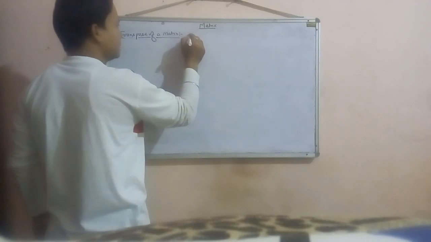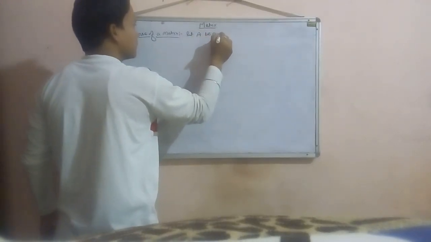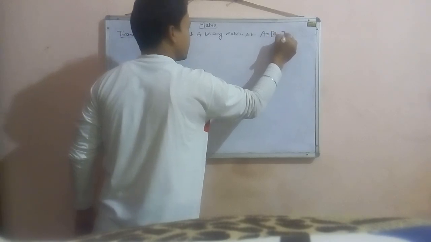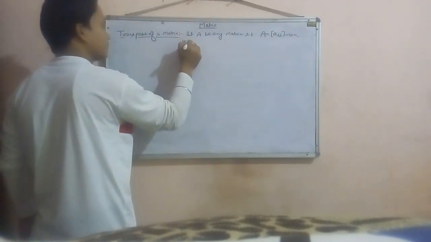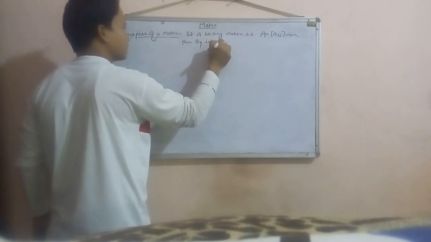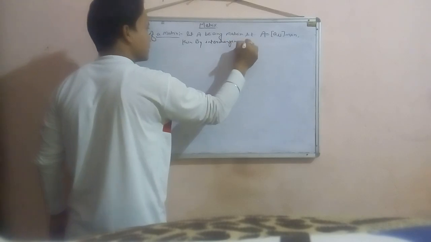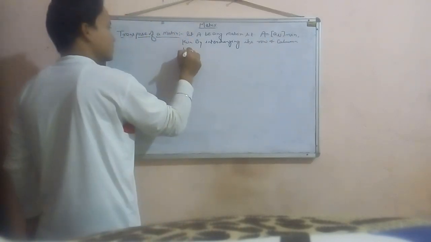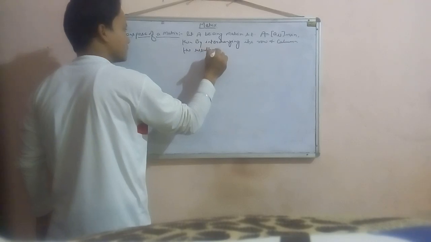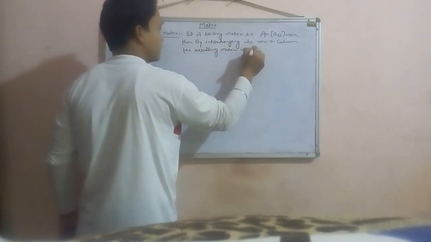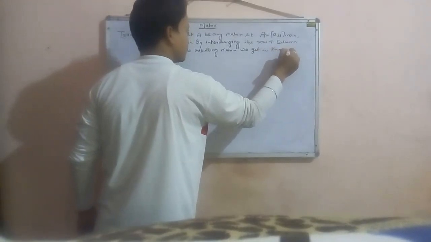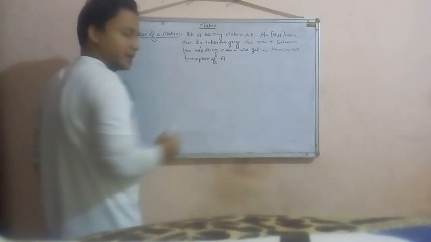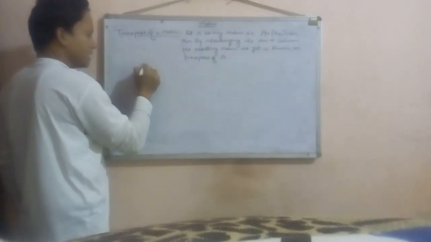So, we are going to define it. Let A be any matrix such that A equal to Aij of order m cross n, then by interchanging its row and column, the resulting matrix we get is known as transpose of matrix A. Okay, let's understand it with the help of an example.